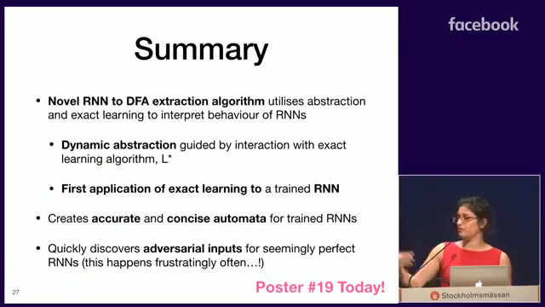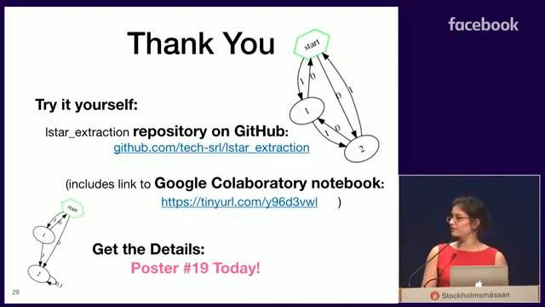To summarize, we've got this novel extraction algorithm from RNNs to DFAs. It uses a dynamic abstraction and is the first application, at least that we know of, of exact learning to a trained RNN. It creates these concise and accurate automata from the trained RNNs, which is quite nice. And it quickly discovers adversarial inputs, which is also exciting. And I'll be really happy to tell you more in poster number 19, because of course it's a lot more complicated than what I just explained.